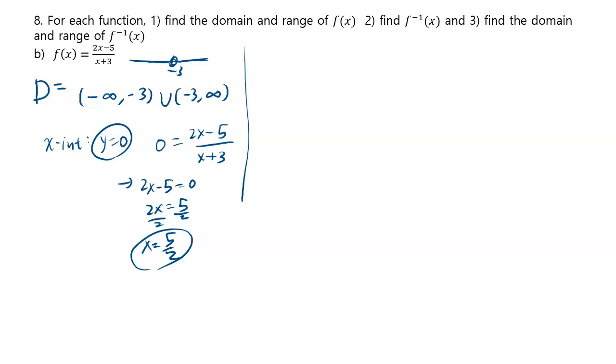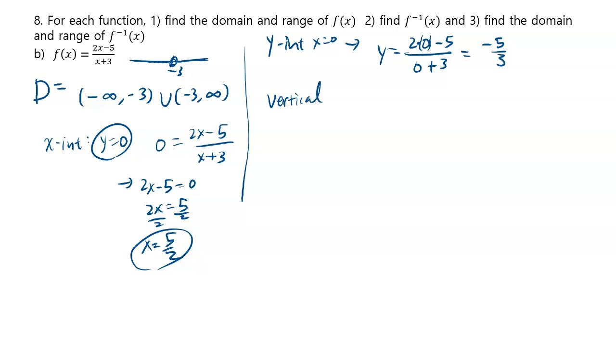For the y-intercept, you need x equal to 0, and that gives you y equals 2 times 0 minus 5 over 2 times 0 plus 3, and that's negative 5 over 3. That's your y-intercept. Then you have the vertical asymptote.